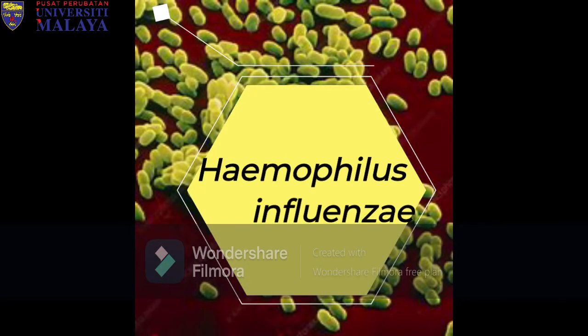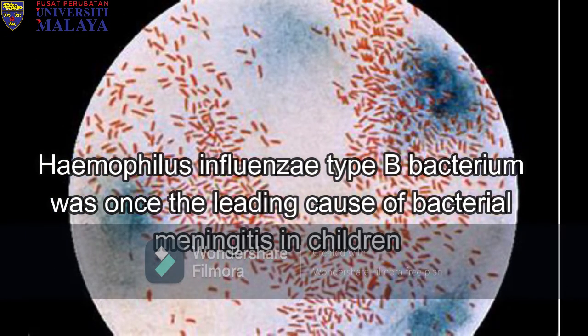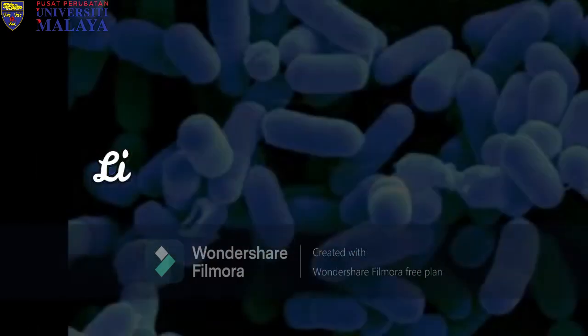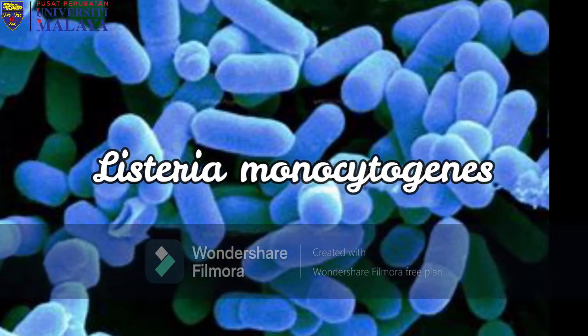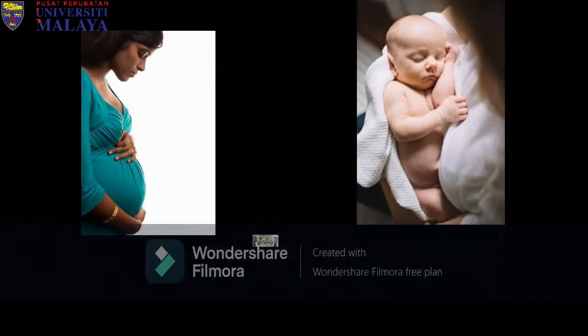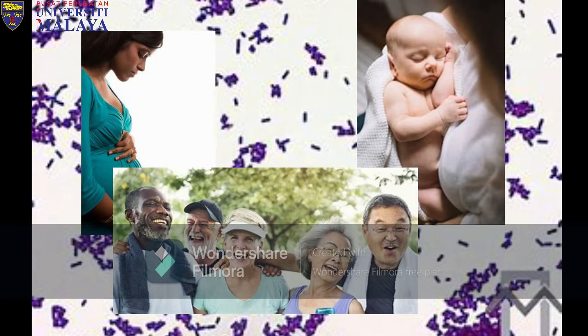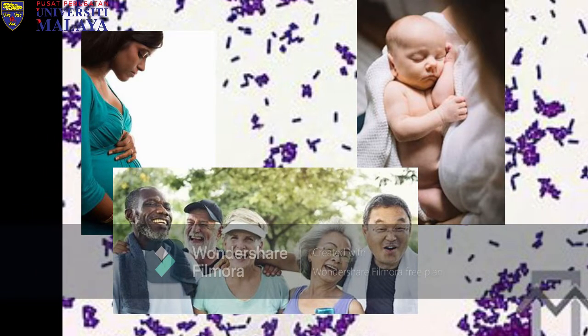Haemophilus influenzae. Haemophilus influenzae type B bacterium was once the leading cause of bacterial meningitis in children. Listeria monocytogenes. Pregnant women, newborns, older adults, and people with weakened immune systems are more susceptible.